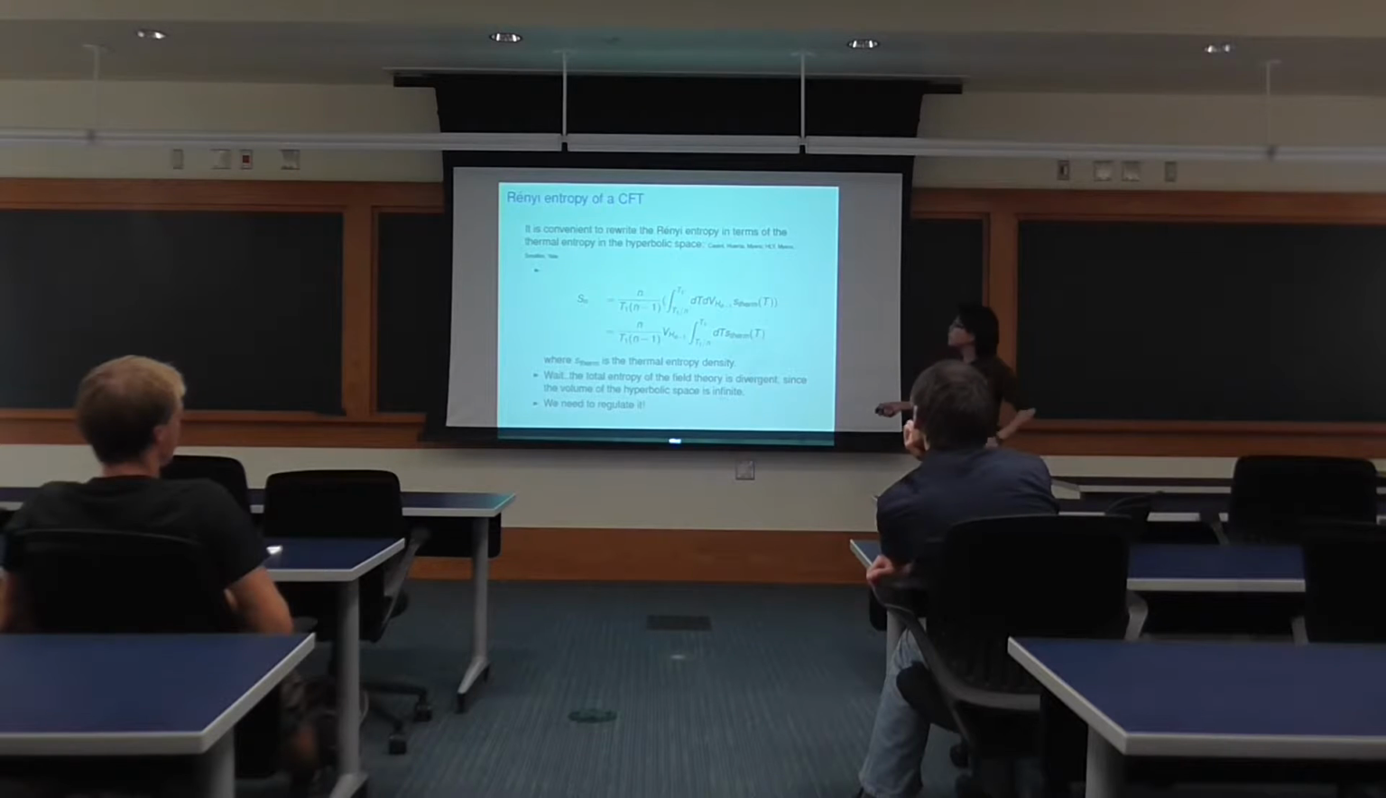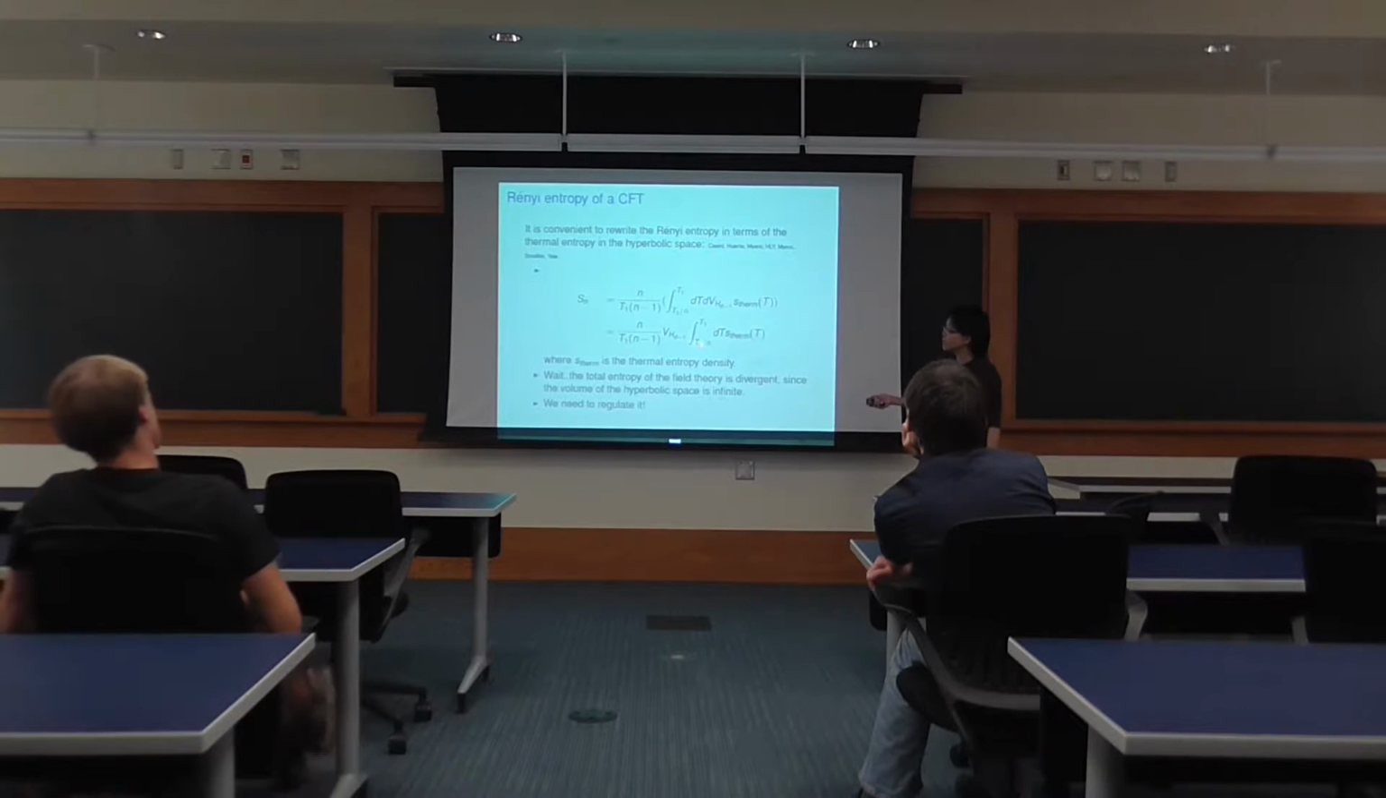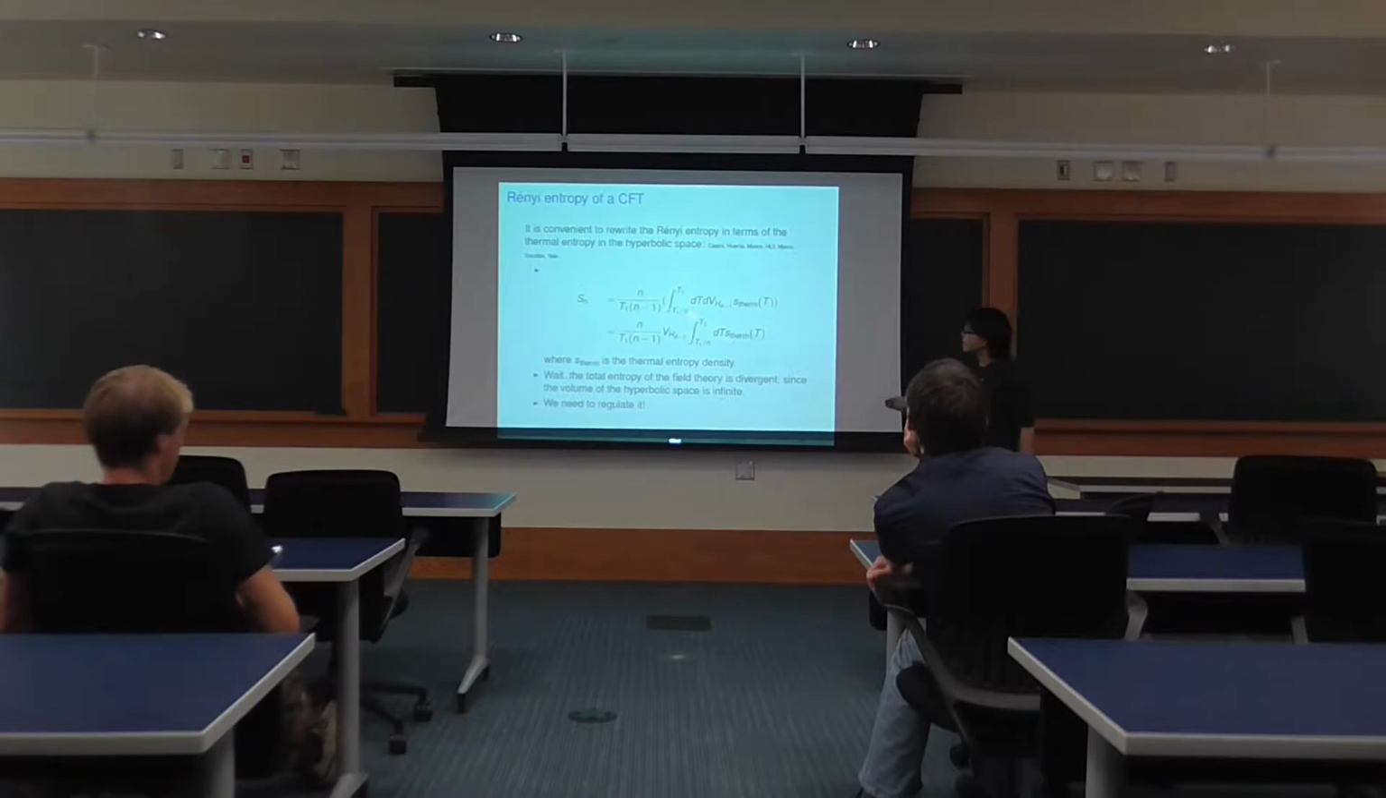So just a little bit more rewriting. Since the Rényi entropy is a difference of free energies, you could also express it in terms of integrating the thermal entropy density in hyperbolic space between these two temperatures. And since everything is homogeneous, the thermal entropy density does not depend on spacetime coordinates, and so the volume of the hyperbolic space simply factors out. And this comes to the point. Hyperbolic space has infinite volume, so what exactly are we doing here?